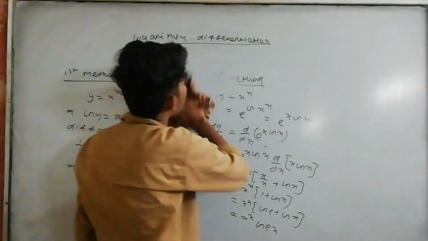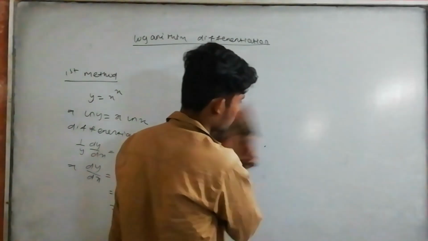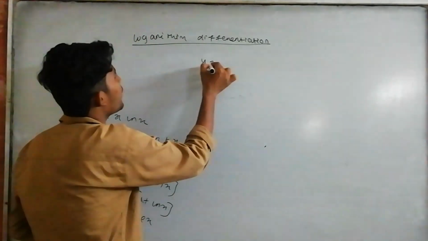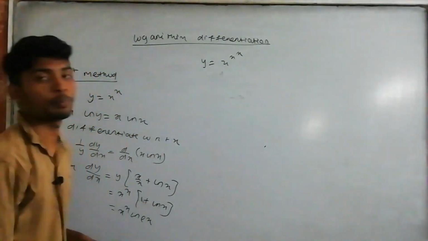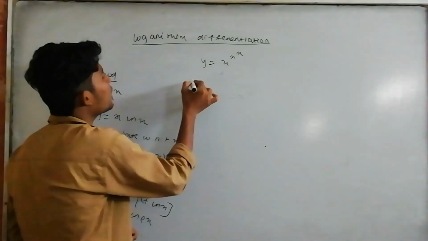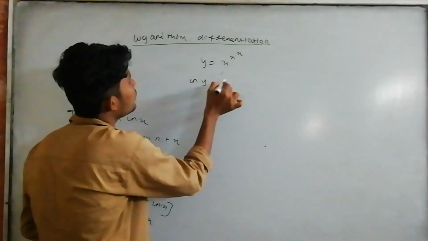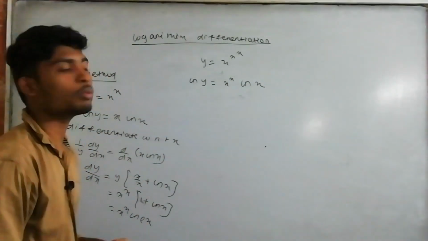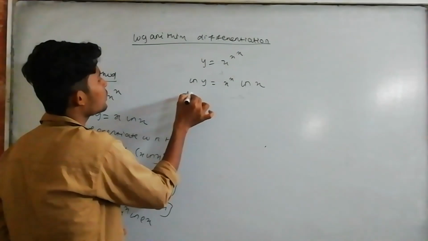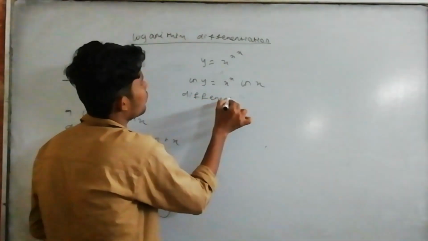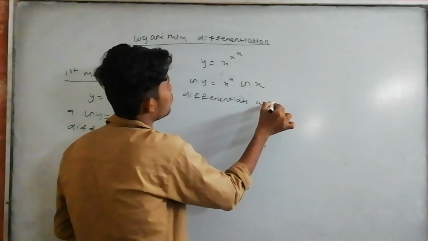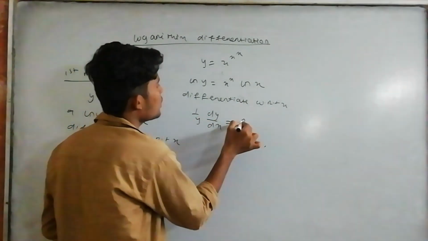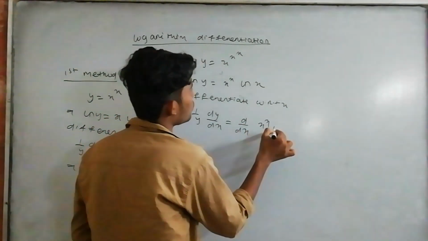If you give another example like this, if y is x to the power x, then what is the derivative? Okay, so taking logarithm on both sides, ln y is x to the power x ln x. Okay, so what is the differentiation? Differentiate with respect to x. So what you get? 1 by y dy by dx, that is d by dx of x to the power x ln x.